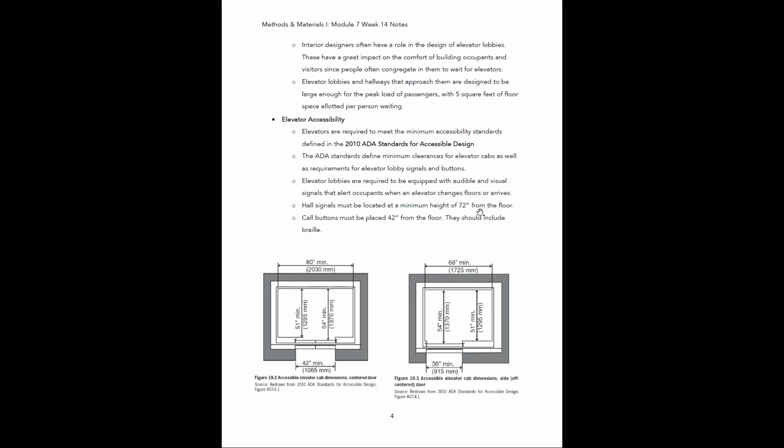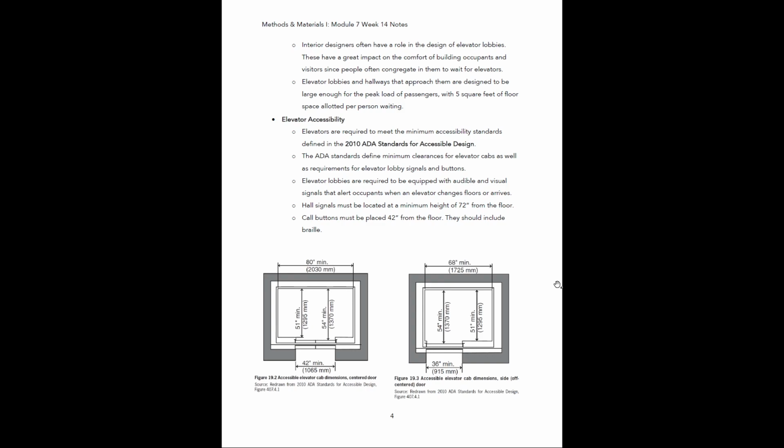Hall signals must be located at a minimum of 72 inches from the floor. So the hall signal is just what I said. It's that visual light indicator that is mounted on the wall that will show where the elevator is, what floor it's on, and if it's going up and down. And then the call buttons, these are the actual buttons that you press to call the elevator and tell it if you want to go up or down. These must be placed 42 inches from the floor, and they must include Braille. Okay, and that's all based on the 2010 ADA Standards for Accessible Design.